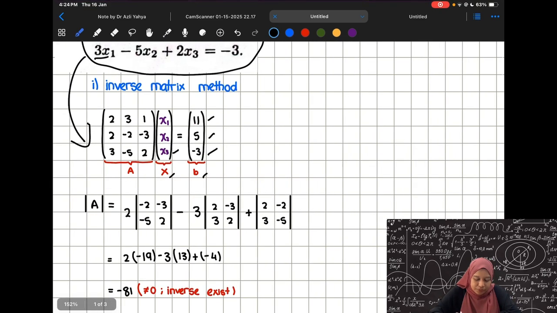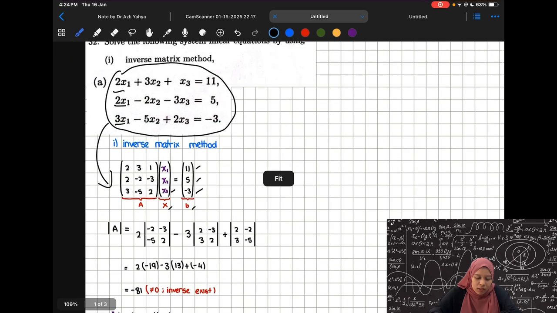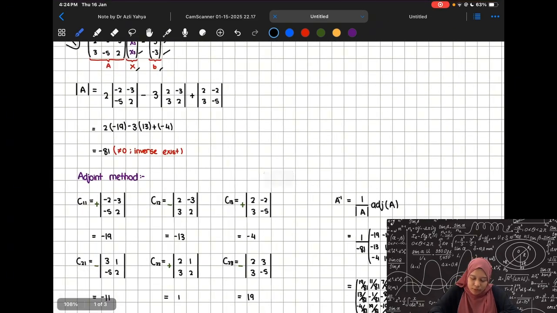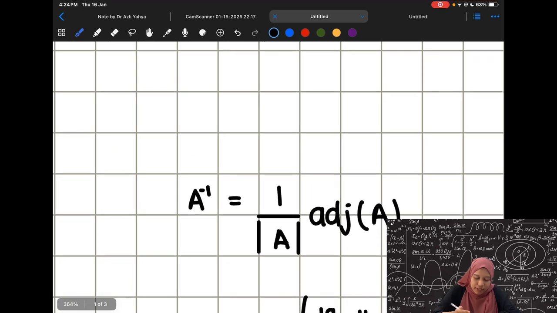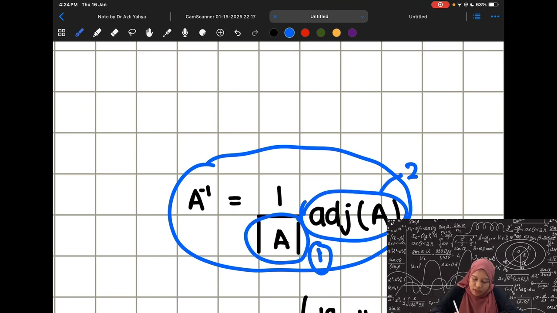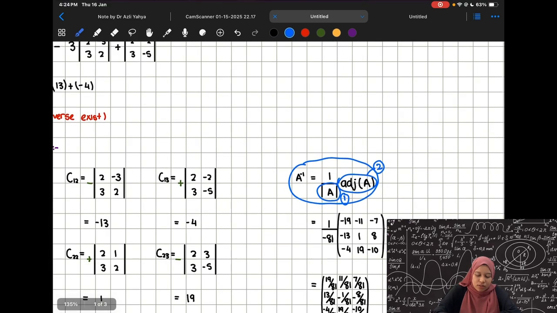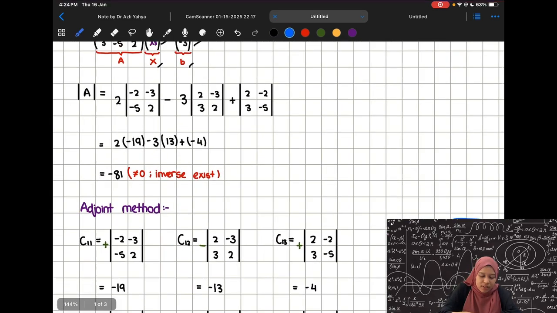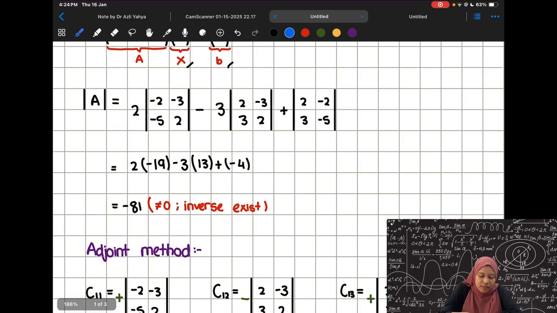So, to find inverse matrix by using adjoint method, this is the formula for to find it. First, we need to get the determinant. Okay, and then we have to get the adjoint A. So, to get the determinant first, of course we need to find the determinant.